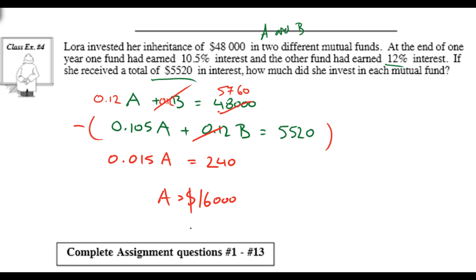And then how do we get Fund B? Well, 48,000 minus that amount is going to get us Fund B. So 48,000 minus 16,000, and that should be 32,000. So Fund B was $32,000.